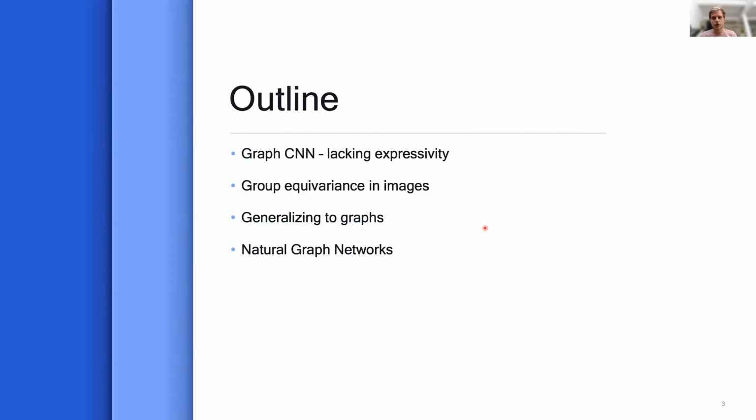In this talk, I'll first introduce you to graph CNNs, but mostly also what their limitations are. And those limitations are quite profound. I'm not sure if anyone already talked about this, but they are quite remarkable. Then I'll say something about equivariant processing of images, and then how we can generalize that to graphs, and how we put that together in the model we proposed, the natural graph network.